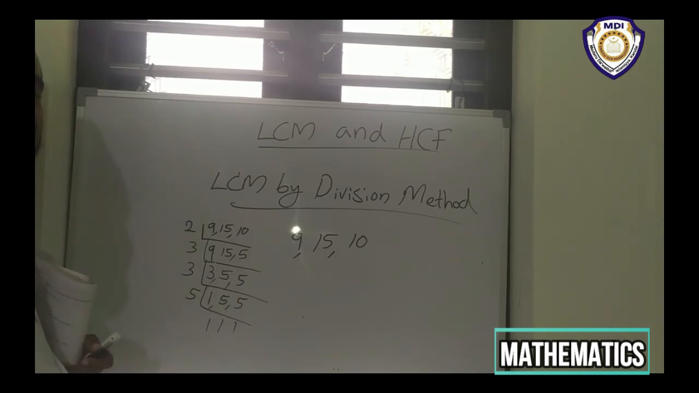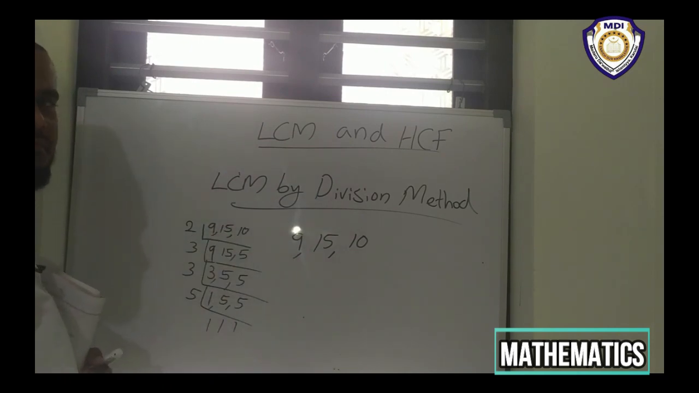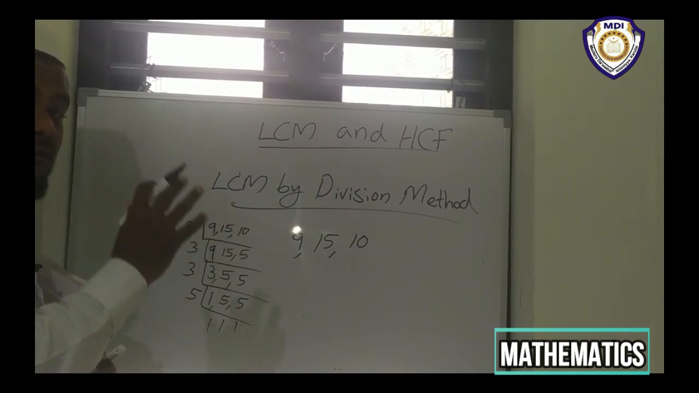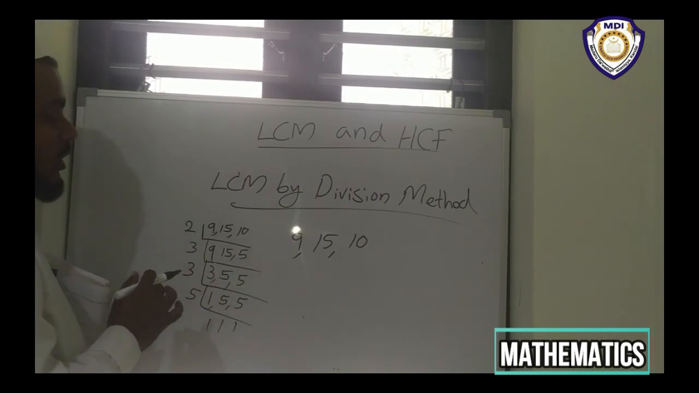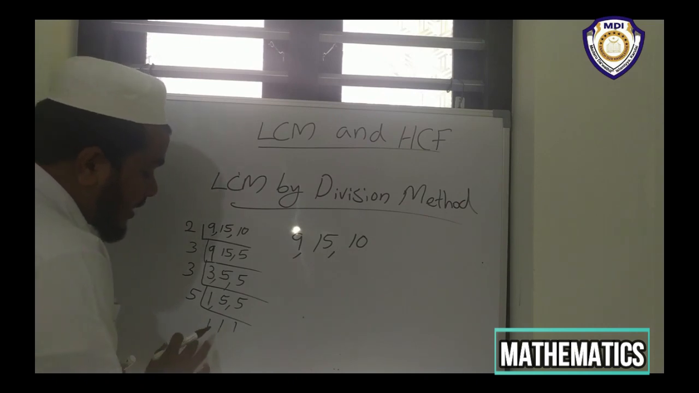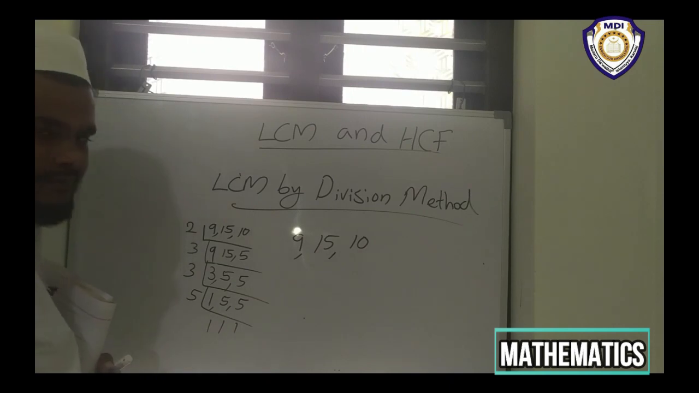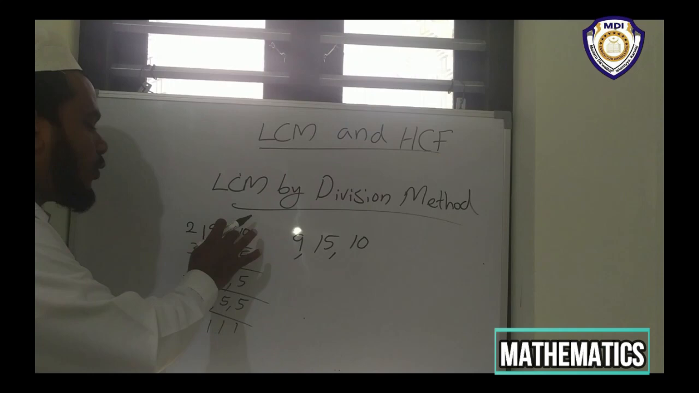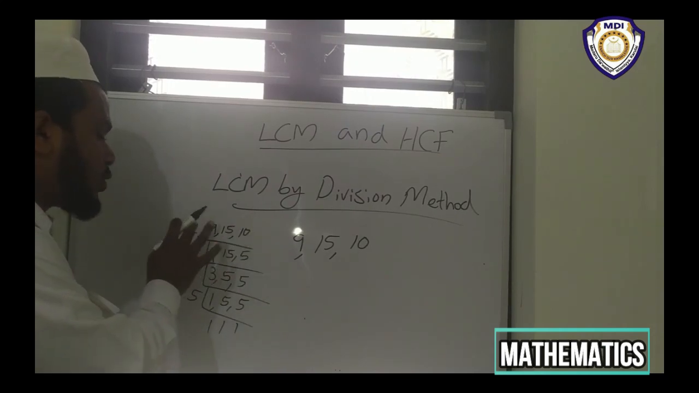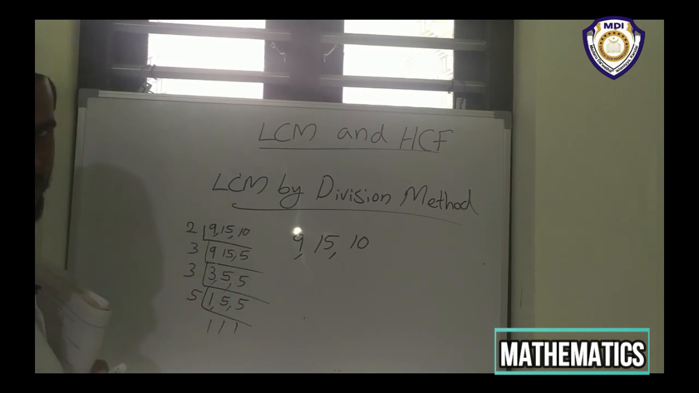Please listen here carefully. It is the division method. It is very important: you have to divide until you get 1 at last. You can divide with any number. Small number 2: only this 10 is divided by 2. Then the rest of the numbers you just write down below.